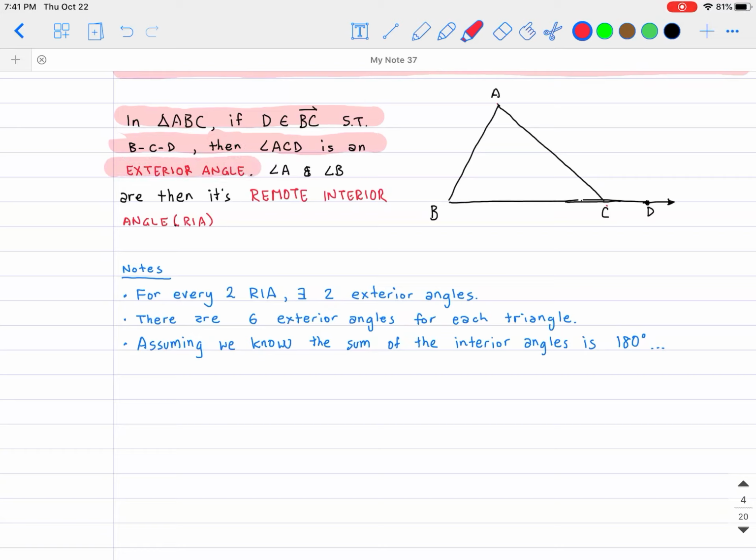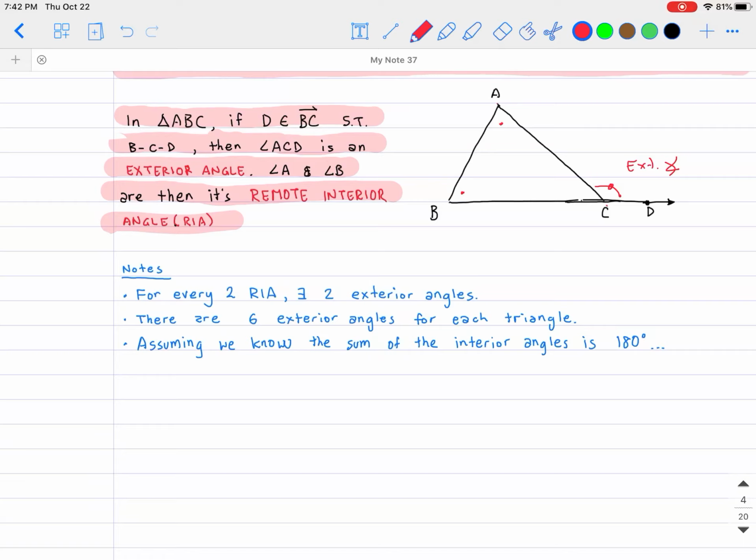In triangle ABC, if D is on BC such that C is in between B and D, then angle ACD is going to be the exterior angle. In addition to that, angle A and angle B are its remote interior angles. So here in the picture, you can see that angle ACD is located right here, and that is what is known as the exterior angle.